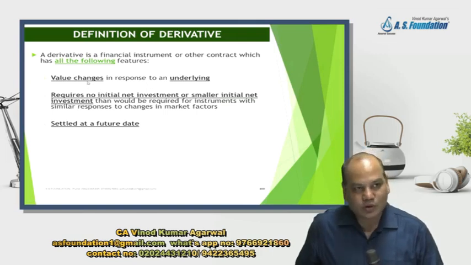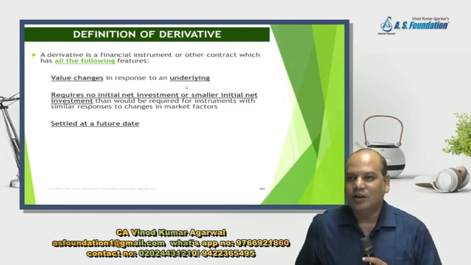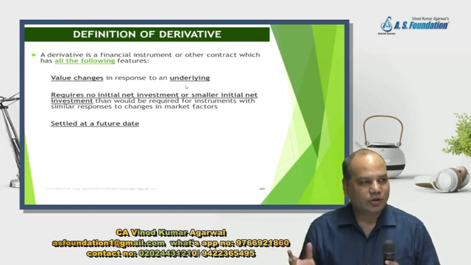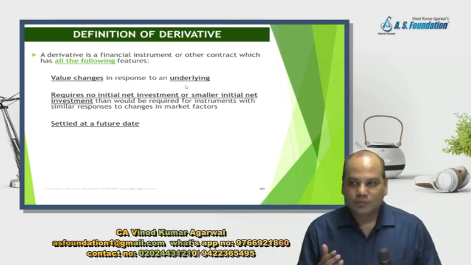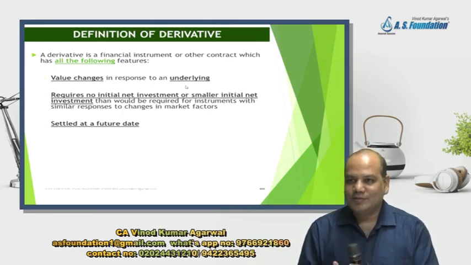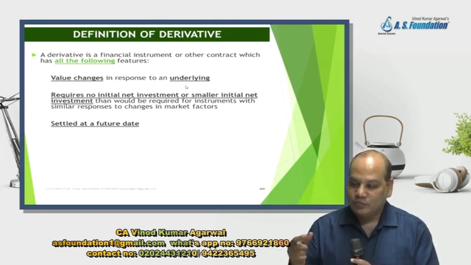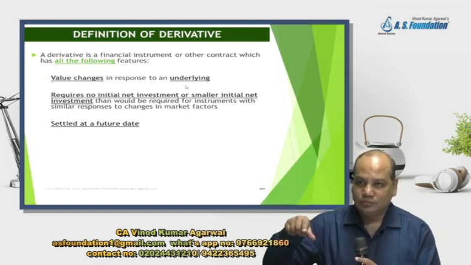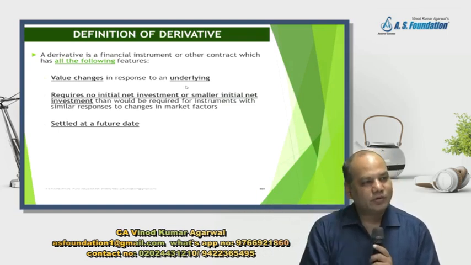Derivatives always have an underlying. There cannot be only a derivative, because it derives its value from something else. So there has to be an underlying. And as the value of that underlying changes, the value of the derivative must change.